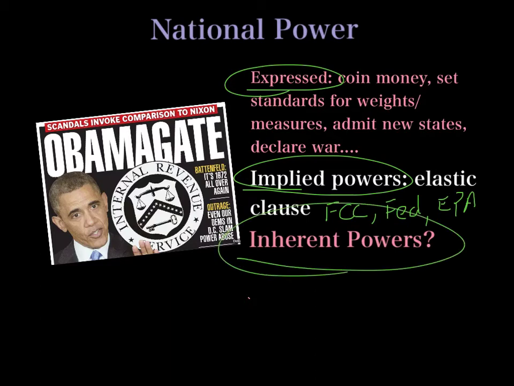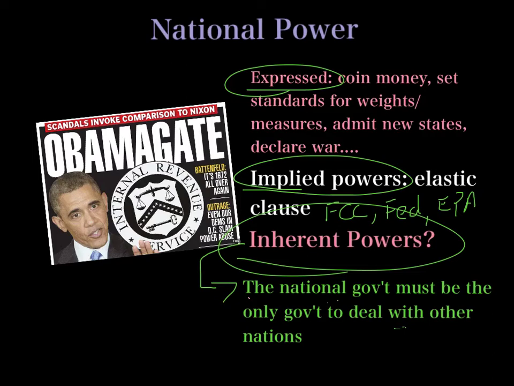Furthermore, in the U.S. Constitution, there's this implication of the fact that the national government also has inherent powers. The inherent powers are a little bit confusing. These powers derive from the fact that the United States is a sovereign or independent power among other nations, and so its national government must be the only government that deals with other nations.